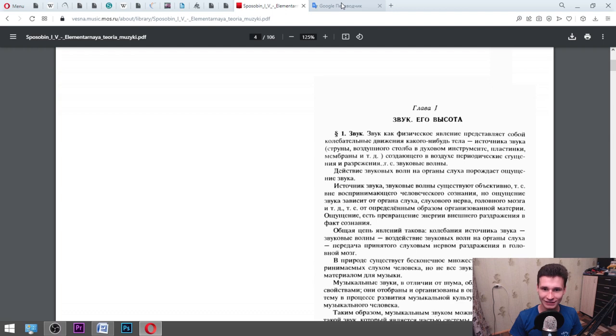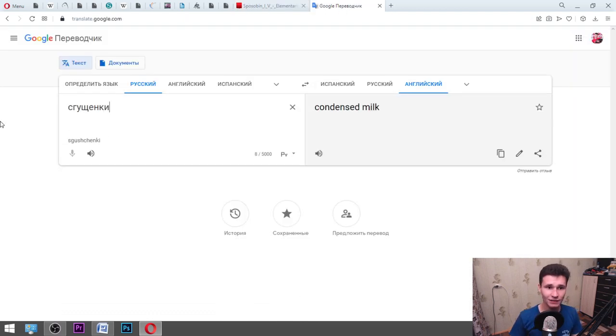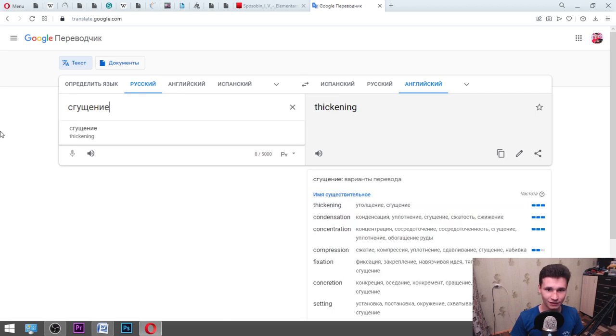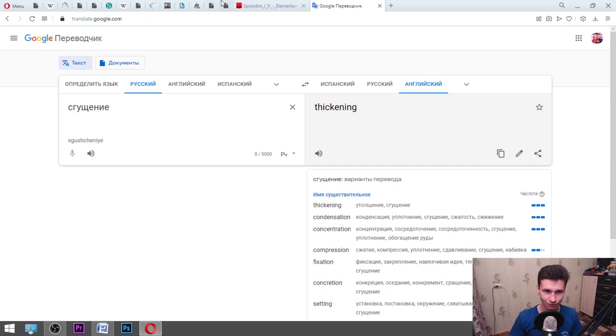And let's translate it. Сгущение we have also, thickening, condensation, concentration, compression. I think that it is compression. Compression and разрежение.